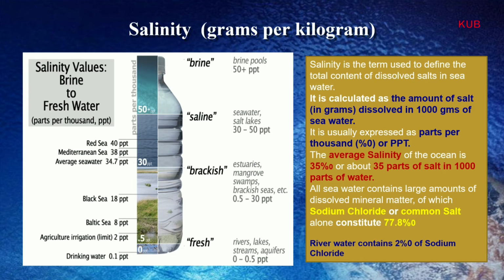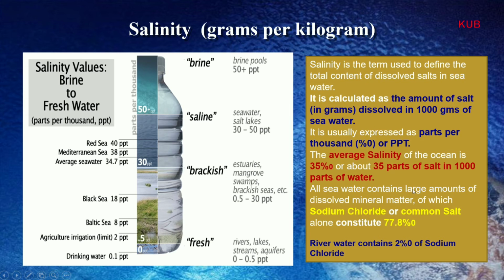Salinity is the term used to define the total content of dissolved salt in seawater. It is calculated as the amount of salt in grams dissolved in 1000 grams of seawater. For example, take a glass, pour in 1000 grams of water, and dissolve 35 grams of salt in the water. This is considered to be the salinity of ocean water. That is, it is usually expressed as parts per thousand.